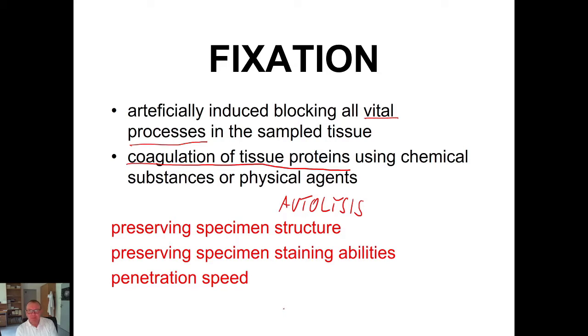Autolytic changes can sometimes damage the tissue so much that it is impossible to recognize anything there. So that's why we try to stop it as early as possible. Because if we do it, we can preserve specimen structure. That's the thing which we need. It also preserves staining abilities. It's also necessary for histology.